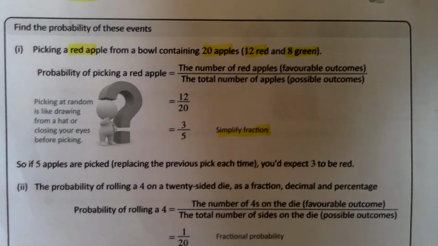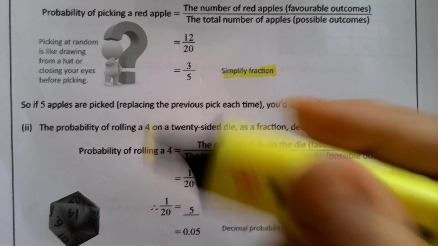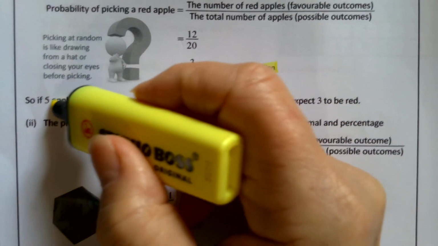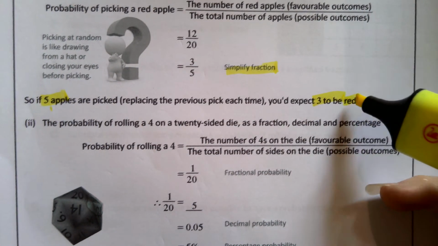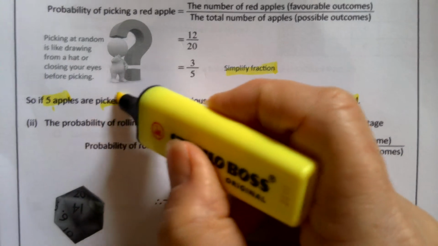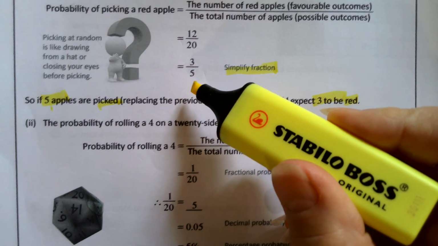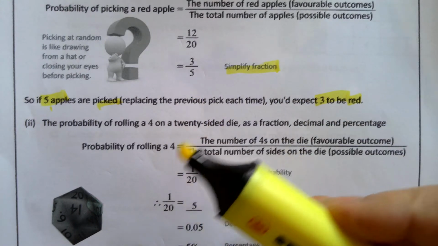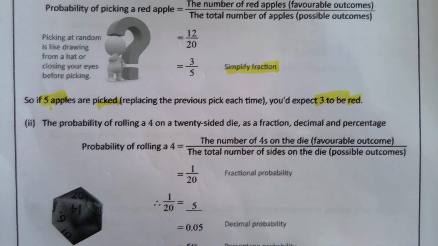Another way you might be asked this question is the probability. So 5 apples were picked, you would expect 3 of them to be red. That is how you interpret this information. So 3 out of 5 probably will be a red one. So if you pick 5 apples, you expect 3 of them to be red.